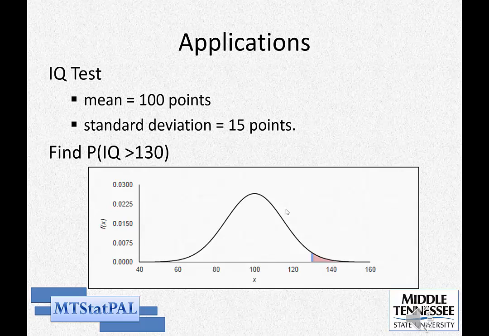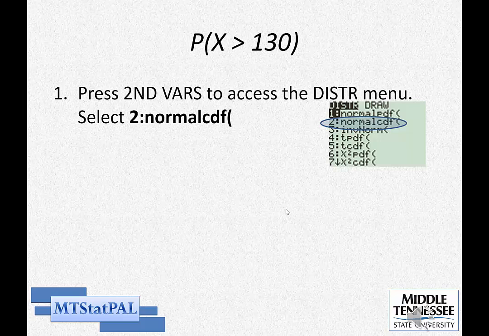Since IQs are normal, we should probably start by drawing a picture. Then we would mark the mean at the center, 100, and we would mark 130 on the horizontal axis. And we would shade the area under the curve, which is greater than 130, to represent the probability that we want to find. To find that area, we use the normal CDF command on the calculator.